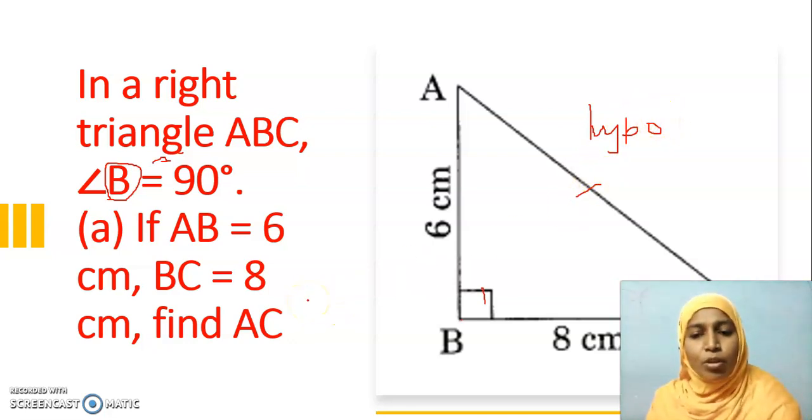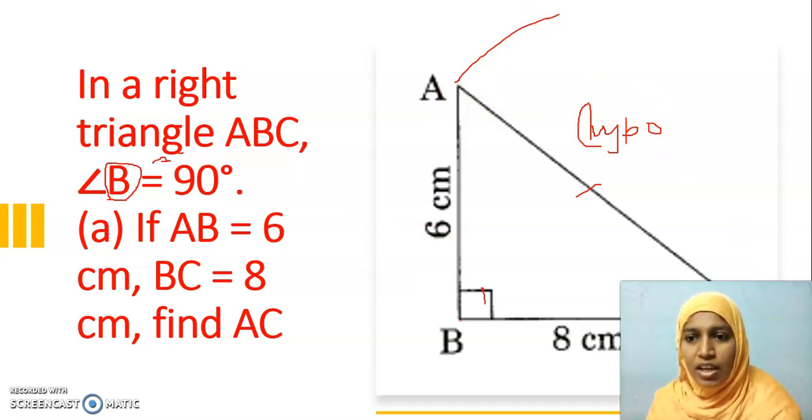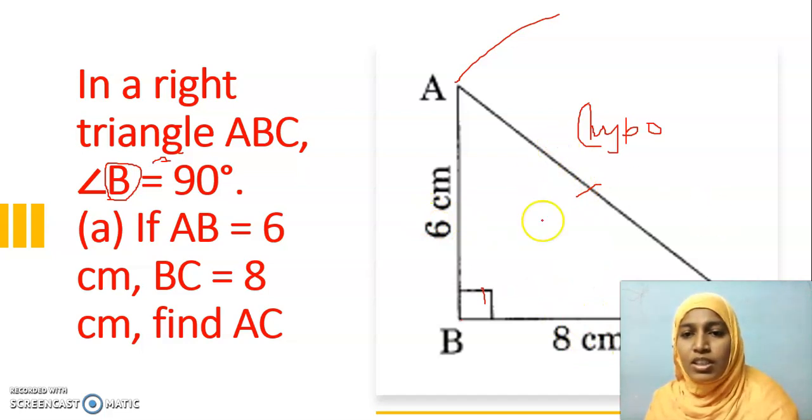Now, what does the Pythagoras theorem state? If I construct a square over this side, that area will be equal to the sum of the squares of the other two sides. If I add the squares of these two, that will be equal. So 6 square plus 8 square will be equal to this side square. Is it clear, my dear children?